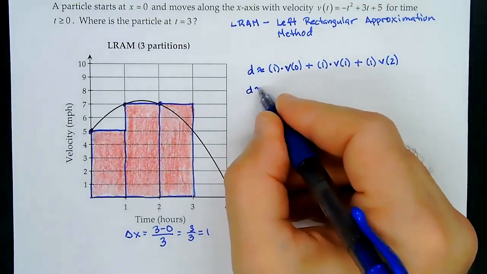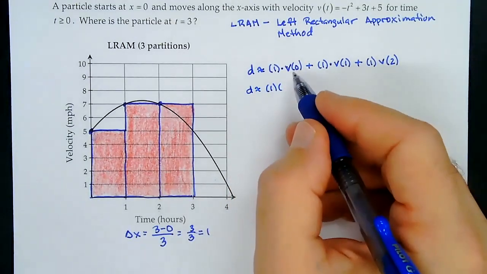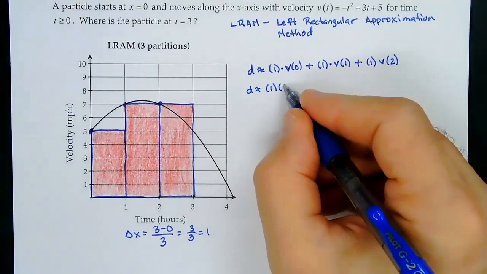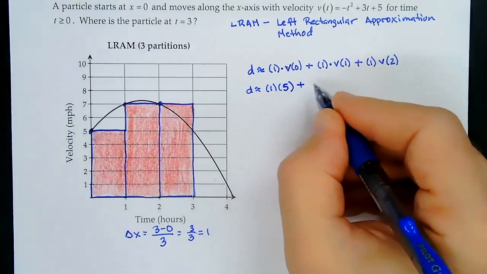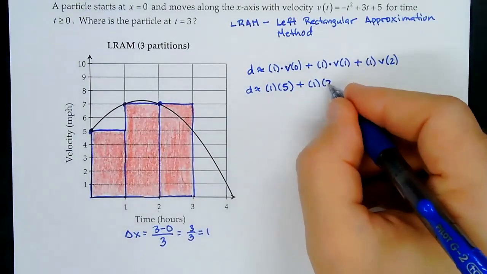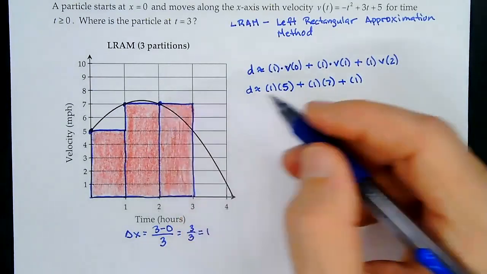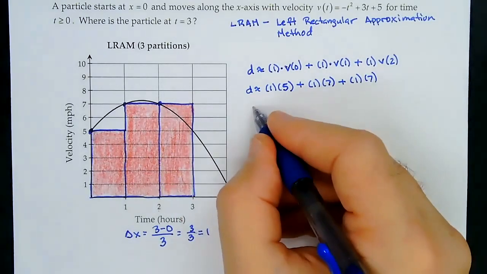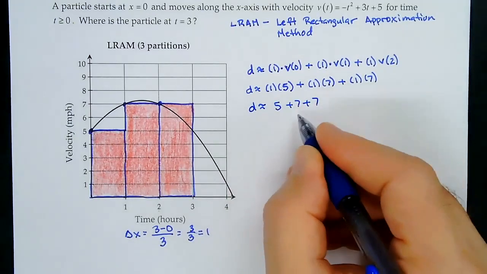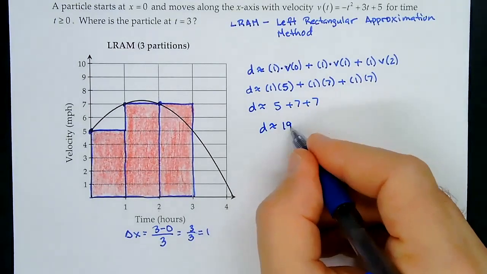Okay, so this would be 1 hour times V of 0, which would come out to be 5. Okay, so 5 miles per hour. And then plus 1 times V of 1, we can just read it off the graph here. That would be 7. You're not always going to be able to read it off the graph, okay? And then plus 1 times V of 2, and V of 2 is also 7. So an estimate for the distance traveled during this time is 5 plus 7 plus 7, and this would be 14 plus 5. So the approximation for the distance would be 19 miles.